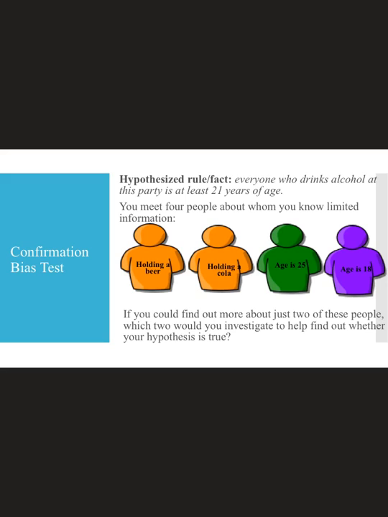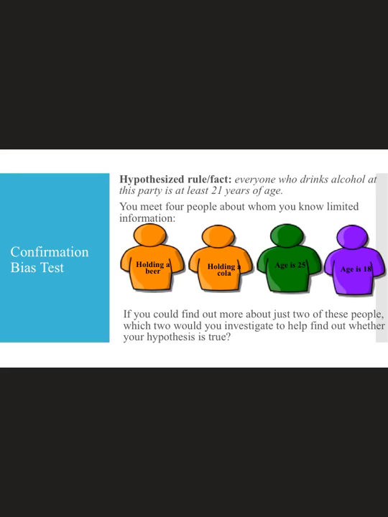So the question is, how do we overcome confirmation bias? This is a test that psychologists have put into place to test people's problem-solving abilities, and it's called the confirmation bias test. In this particular example, we hypothesize that everyone who drinks alcohol at a party is at least 21 years of age. You meet 4 people of whom you know limited information.